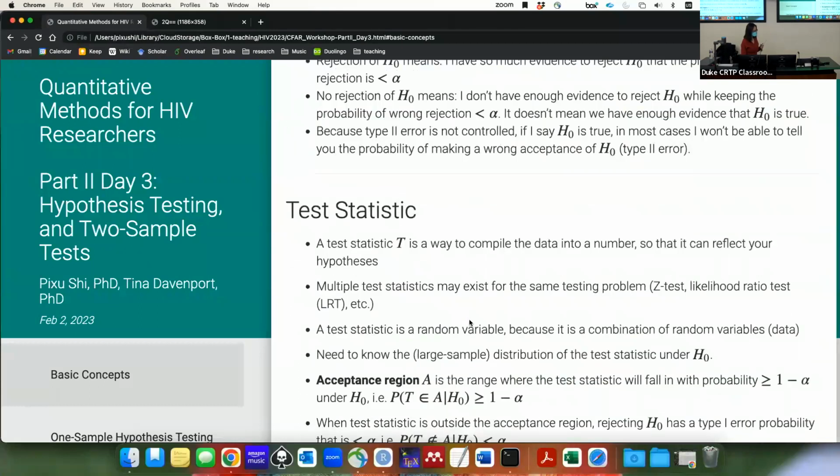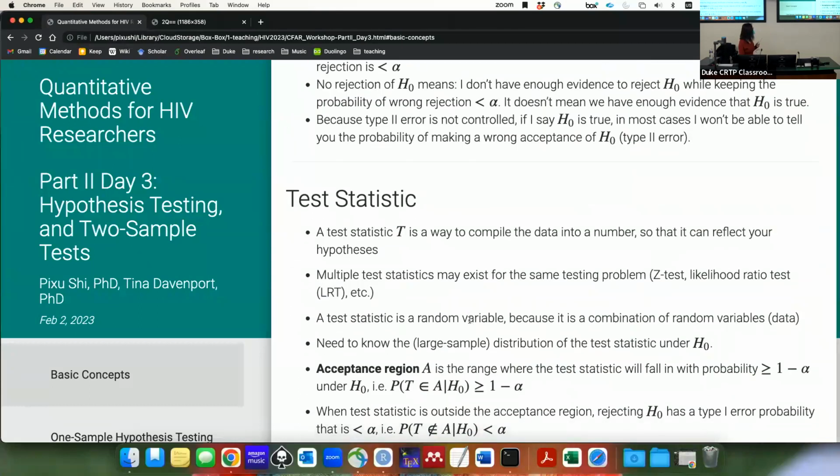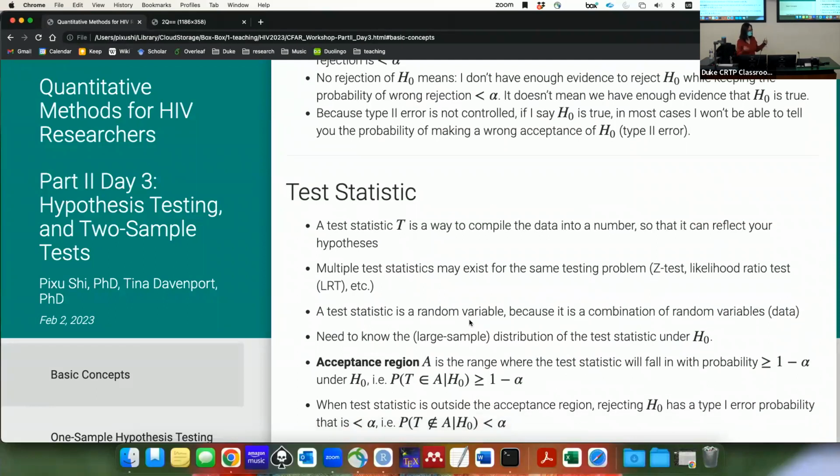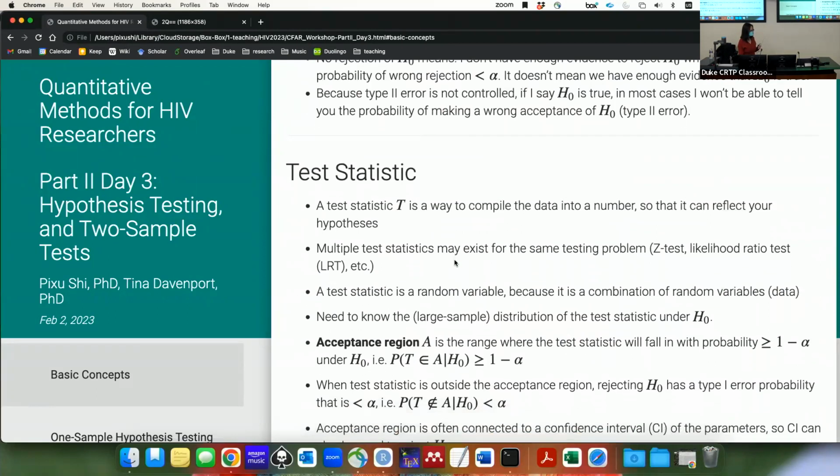And test statistics. This is the tool that we will use to reject the null or not. So what is a test statistic? It is basically compiling all your data points into one number. The mean of your population, that's one number. The proportion of the patients that have a detectable viral load, that's your test statistic. So it's just one number that's representing the data and reflecting your hypothesis.